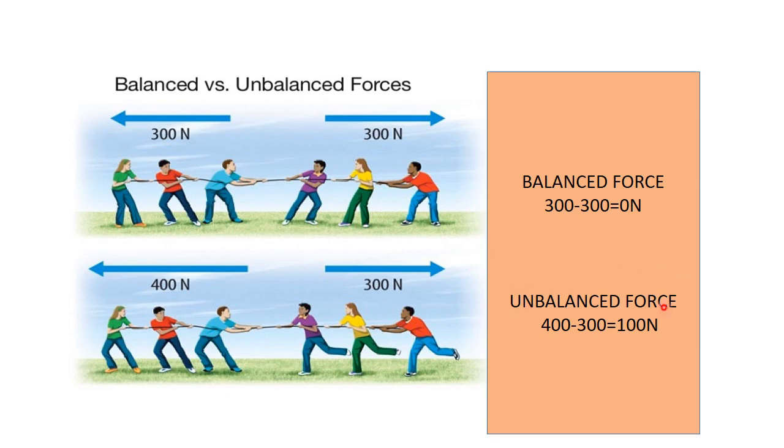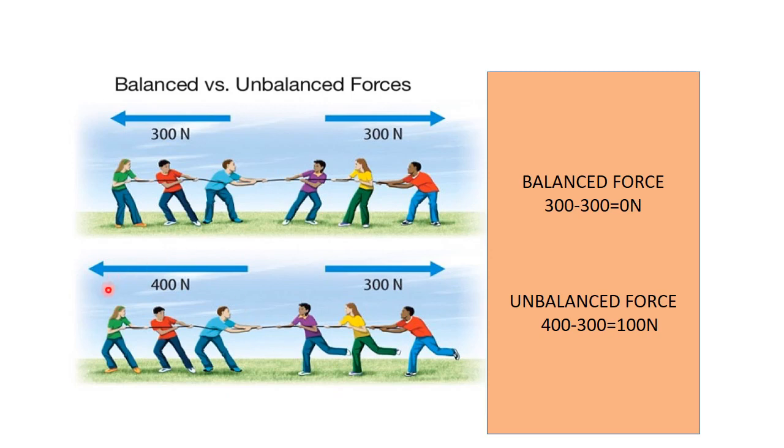But what is unbalanced force? In this picture, there are two groups. One group is pulling a rope towards the west with 400 Newton. Now the other group increases its force to pull the rope, pulling with 300 Newton. Now what is the resultant force?